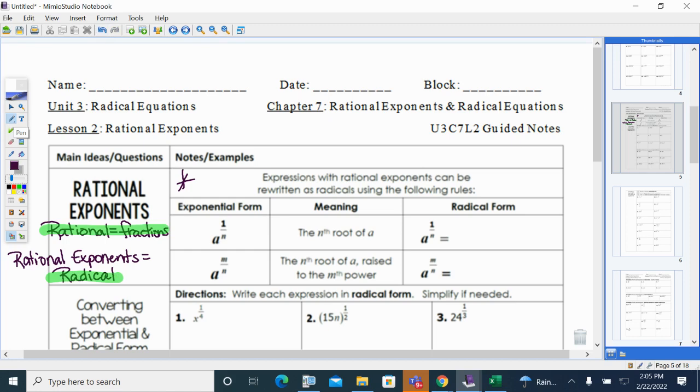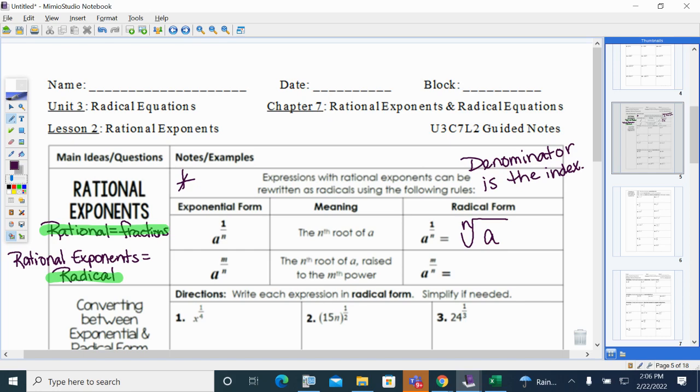The first rule, when you have a to the 1 over n, that's in exponential form. That means the nth root of a, and we rewrite that as the nth root of a. So the denominator is the index. Again, the denominator on that rational exponent is going to be the index on your radical.